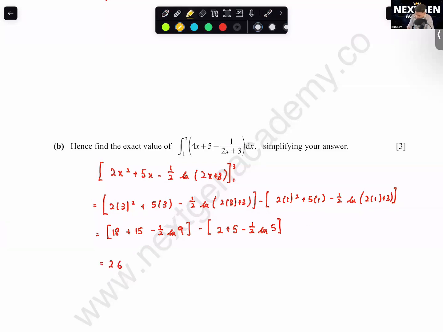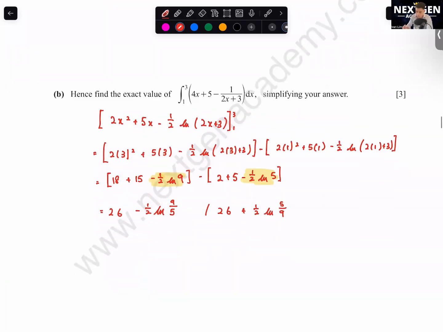Okay, how do we simplify this one here? Negative 1 over 2 ln 9, plus 1 over 2 ln 5. Okay, how do you all simplify this one here? Division rule. You can write it straight actually as minus 1 over 2 ln 9 over 5. Or you can put it as plus 1 over 2 ln 5 over 9. Okay, both are the same thing.